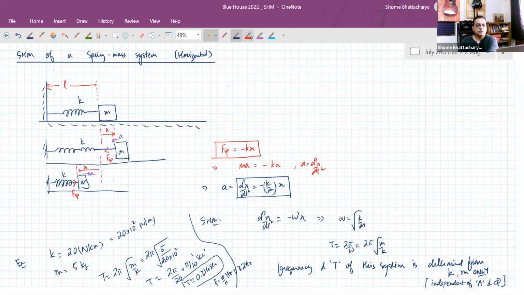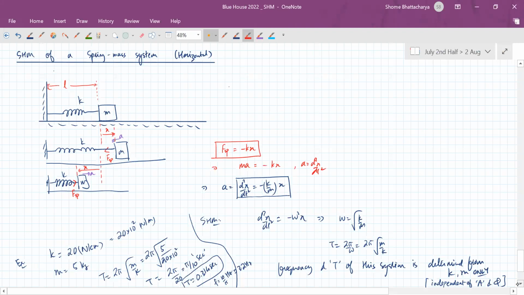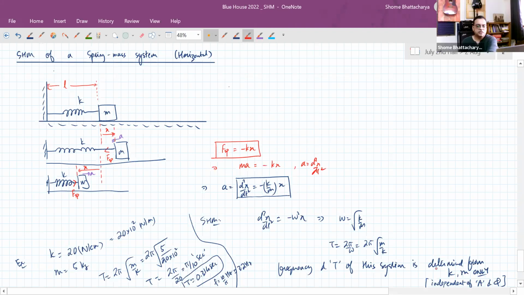So that is the most important thing to understand. The time period is determined from only these two things: the spring constant and the mass. It is independent of amplitude and phase constant.